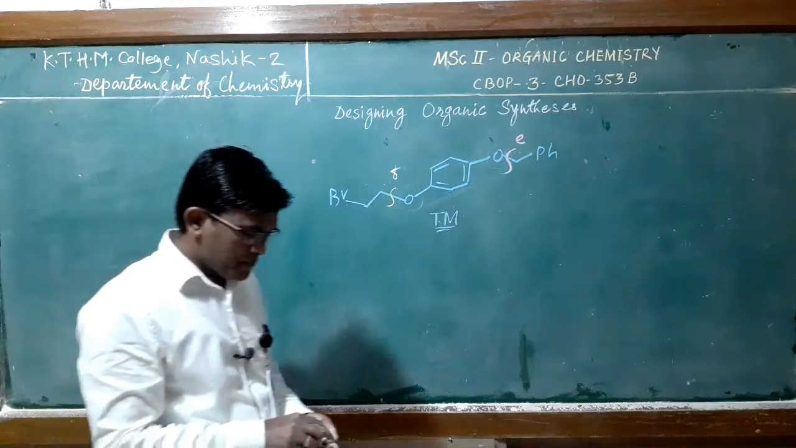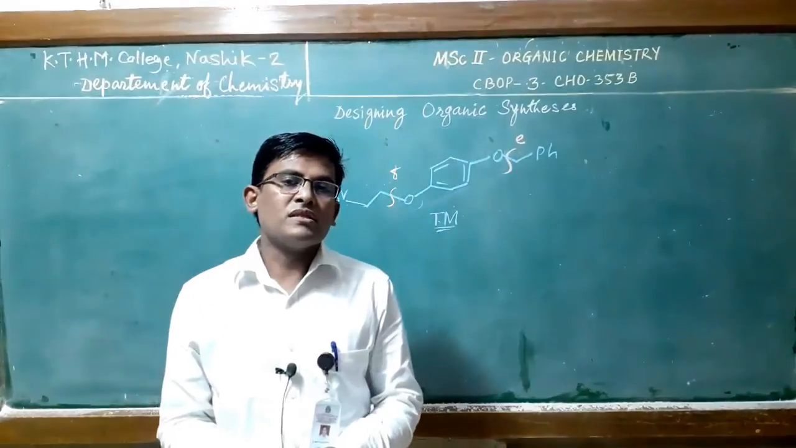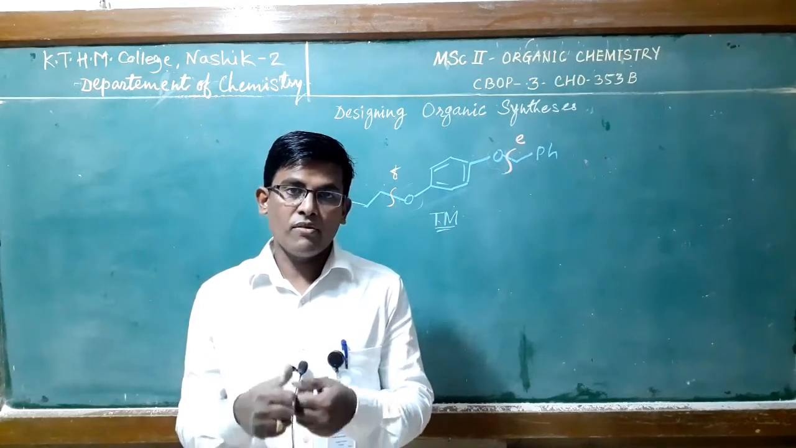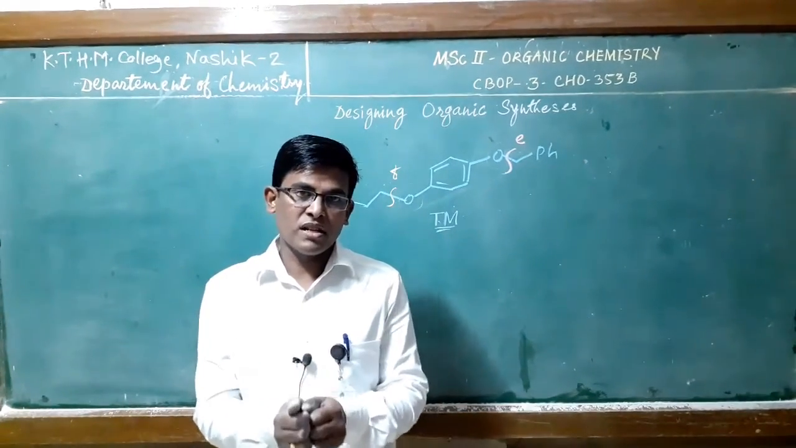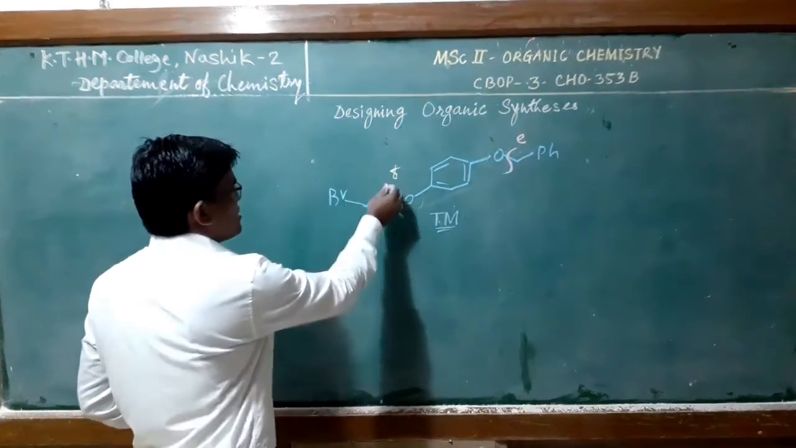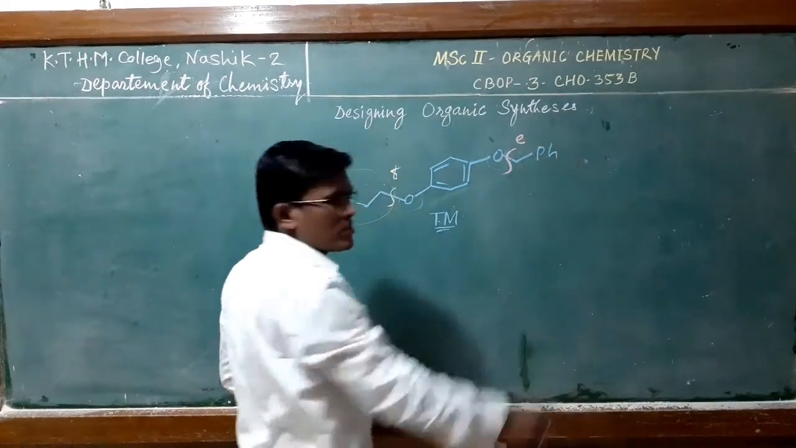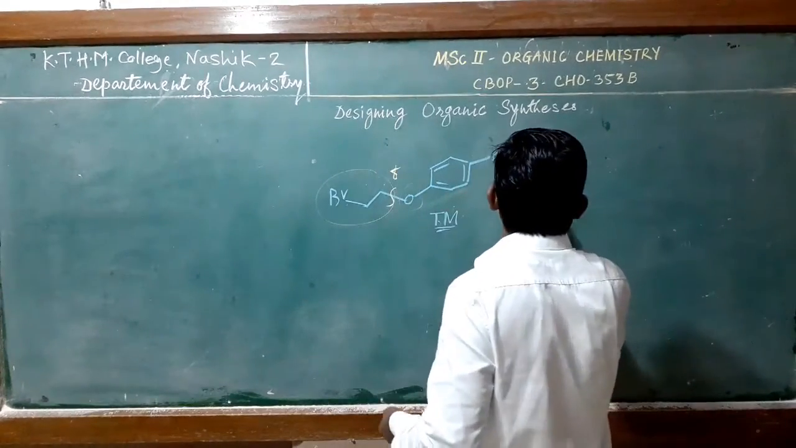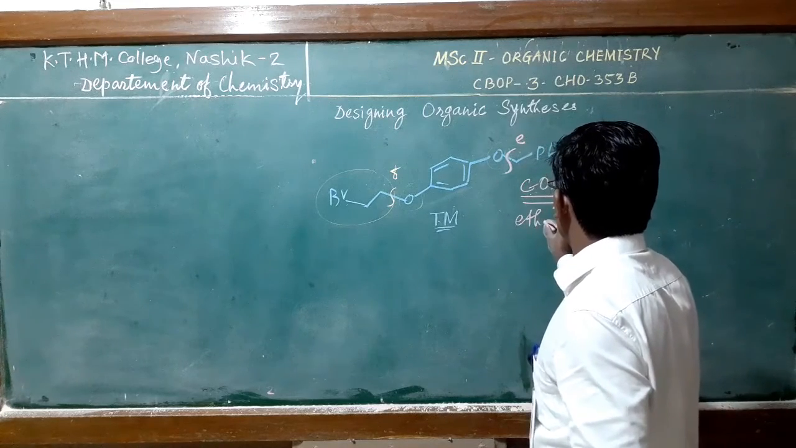Guideline 3 tells us that we have to consider the alternative disconnections and choose the appropriate route that avoids the chemoselectivity problem. That means often we have to disconnect the more reactive functional group. Here this ethyl bromide is more reactive than this phenyl group. So now let's do this E disconnection. This is the C-O ether linkage.